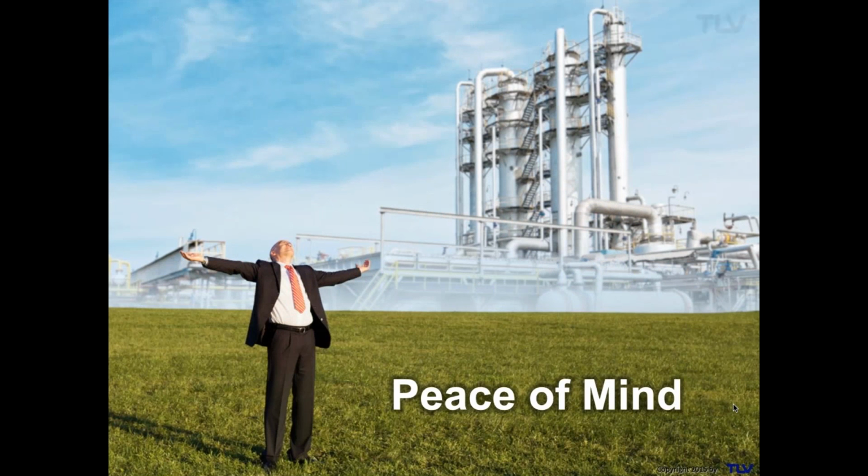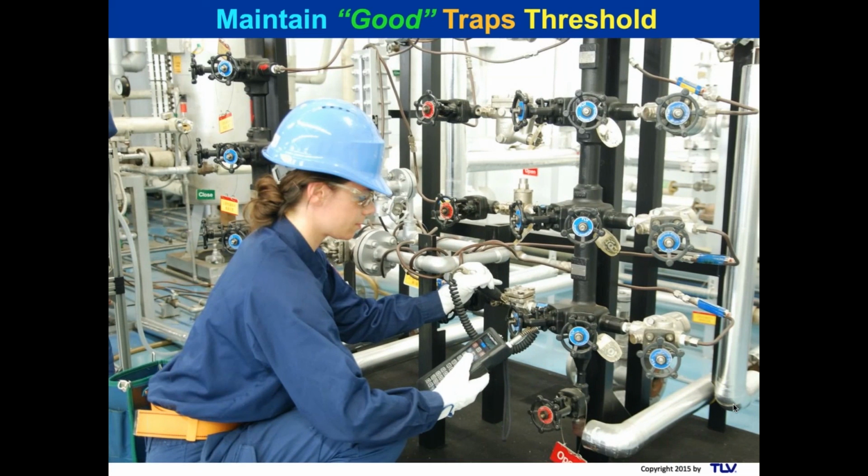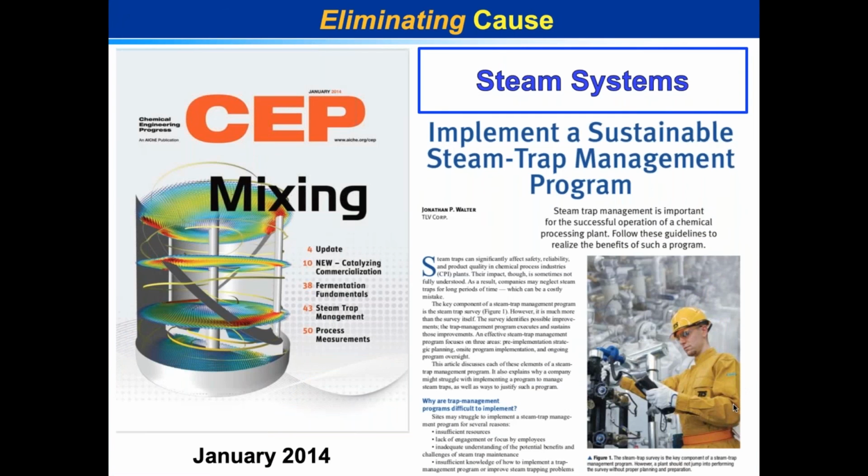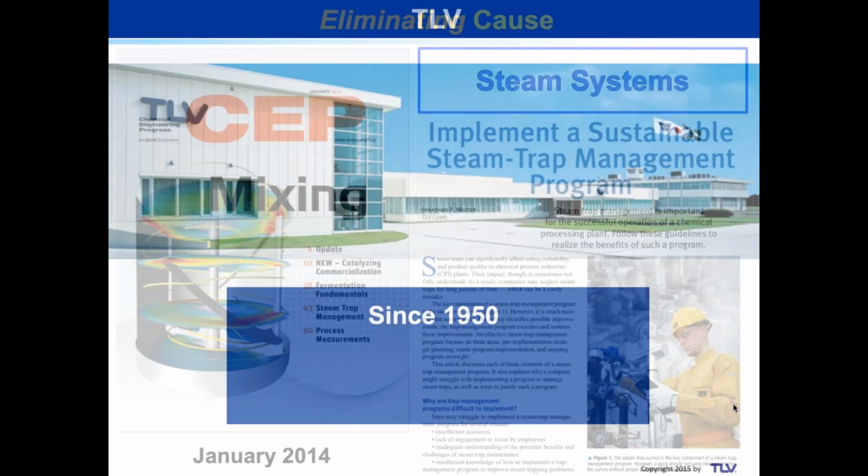So if you want to have peace of mind, one of the best things you can do is maintain a good traps threshold, above 85% of your traps good at all times. You can do that using the TrapMan system. If you want to learn more about that, one of our Steam collaborators today, John Walter, wrote this incredible article, Implement a Sustainable Steam Trap Management Program. Please download it and read it. It's one of the handouts with the session.